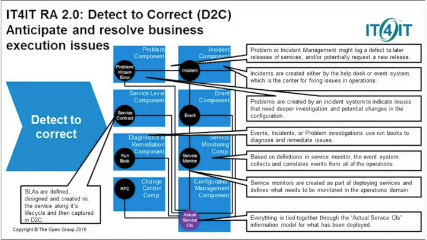You have to be able to manage service levels, and that is the executable part of service levels. They actually come to life much earlier in the life cycle. There's a full guidance document around how that works in the IT4IT standard. And then the runbook automation component.